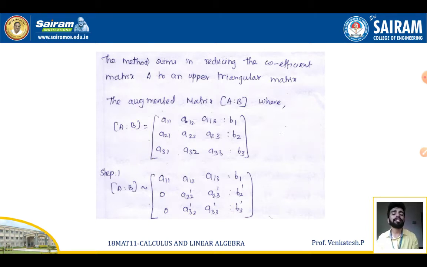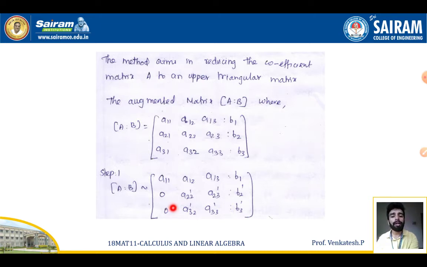Now the first thing is I am going to make an augmented matrix A and B here. So this A and B is given by a11, a12, a13, b1, a21, a22, a23, b2, a31, a32, a33, b3. Now in the first step I can make only a21 and a31 0. So in step 1, I am going to convert a21 as 0, a31 as 0, I mean the first entries of row 2 and row 3 are 0 in the above augmented matrix, by using elementary row transformations.